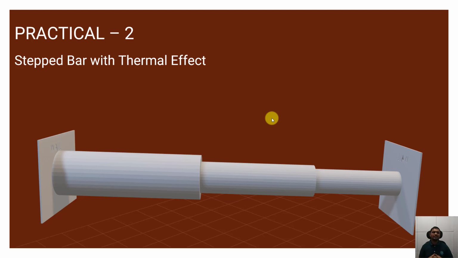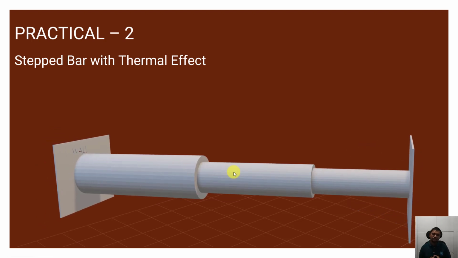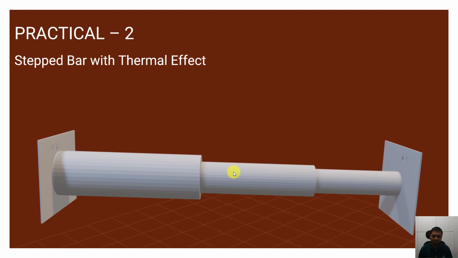Welcome to practical 2, which is on step bar with the thermal effect. So in this practical we are going to study the effect of thermal loading on the step bar. In last practical we have studied the effect of axial loading on the step bar. Now before going to the problem statement, let me tell you what is a thermal loading and what is the effect of thermal loading on the structure.